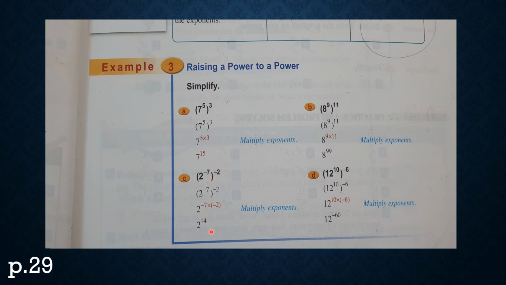7 times 2 equals 14. And here we have 12. Positive times negative equals negative. So 10 times 6 equals 60.